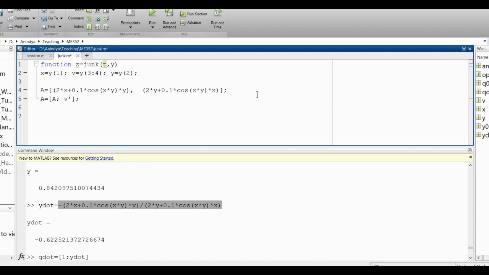Alright, and then I have B, which is equal to 0, because from the first equation it is 0 and the second one is 1. That's not true. That is true. Okay, so that is true. And what this gives me is Q dot equals A backslash B.